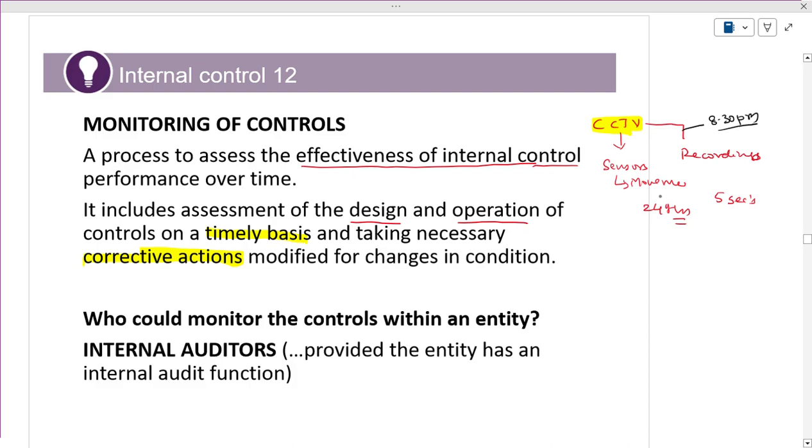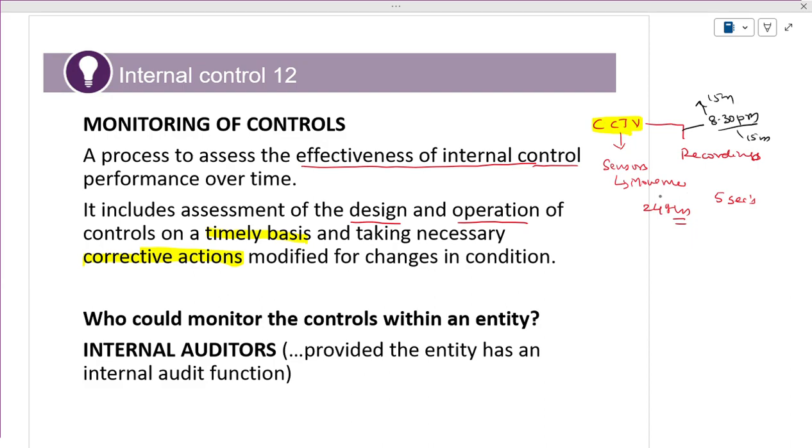Immediately, before 15 minutes, after 15 minutes, you will check all the recordings, and automatically you can track what's happening.